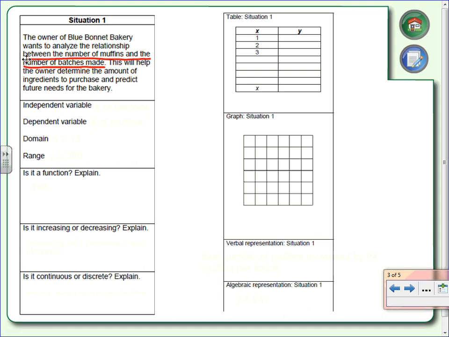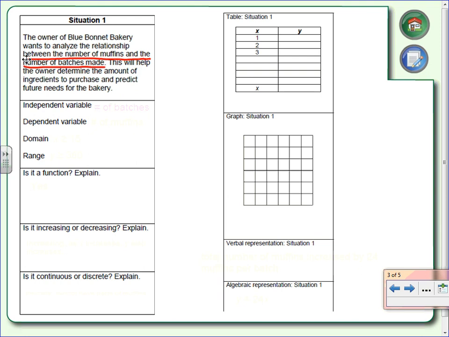So the first thing we're going to do is identify what the independent and the dependent variables are. One depends on the other. The question is, which one depends on the other? Is it the number of batches that depends on the number of muffins, or is it the number of muffins that depends on the number of batches? All right? That's what we've got to determine. What do you say? Batches.